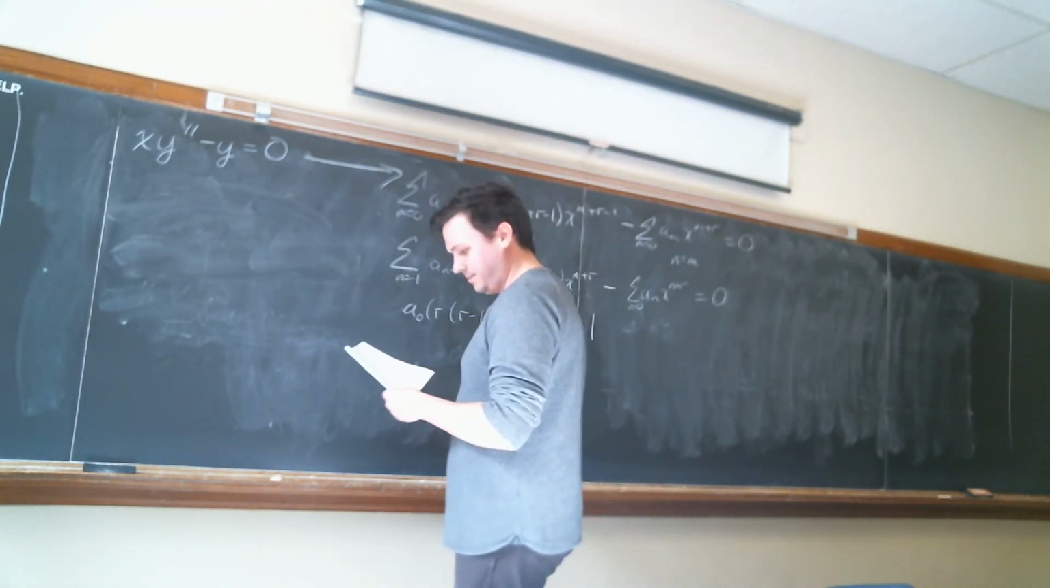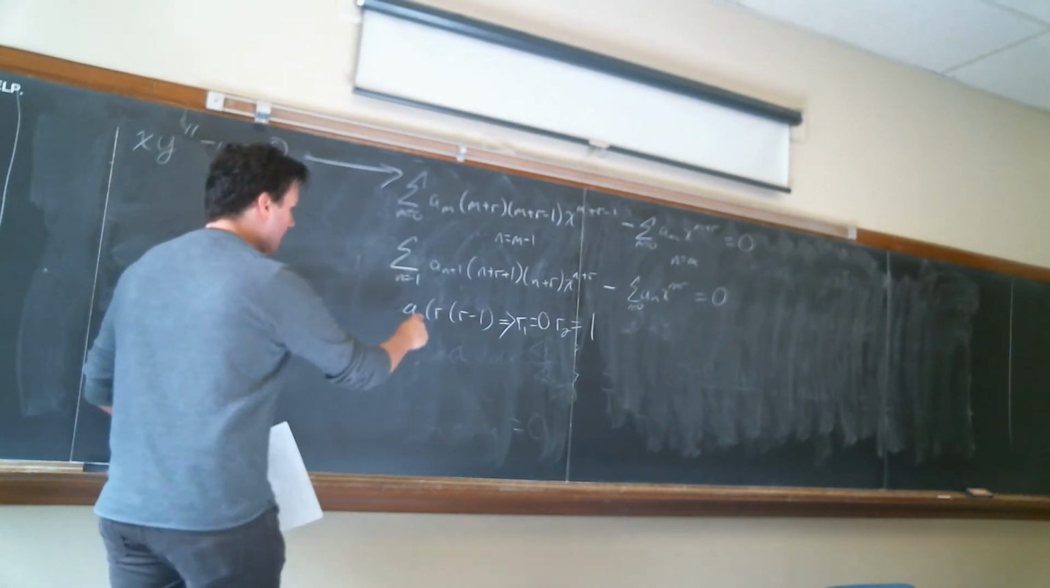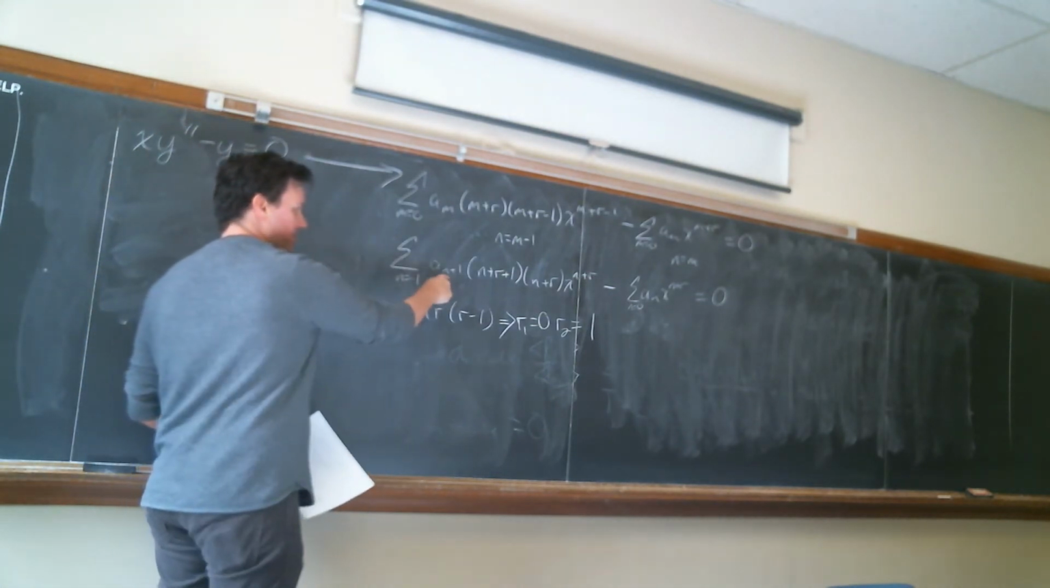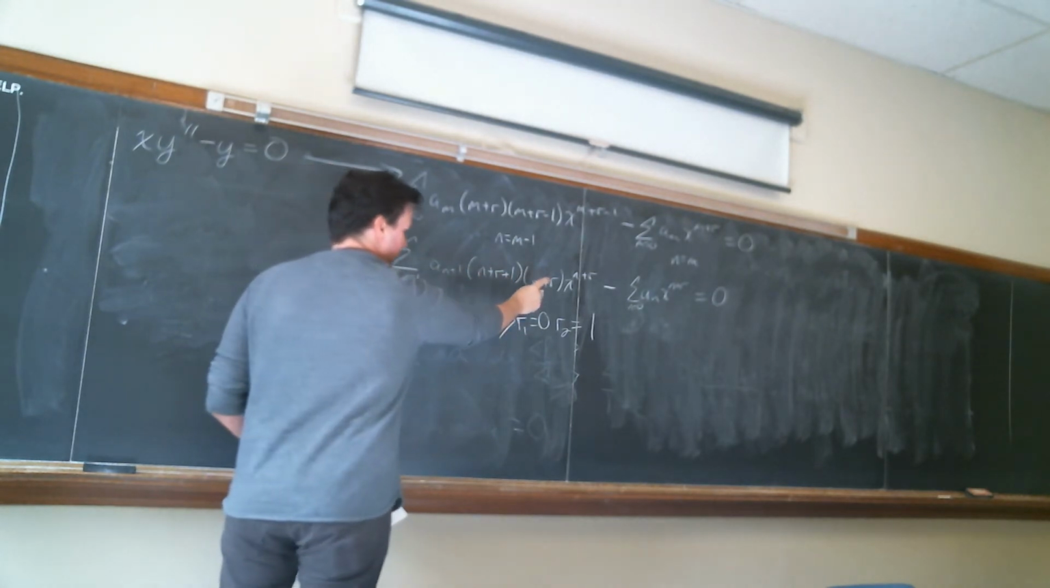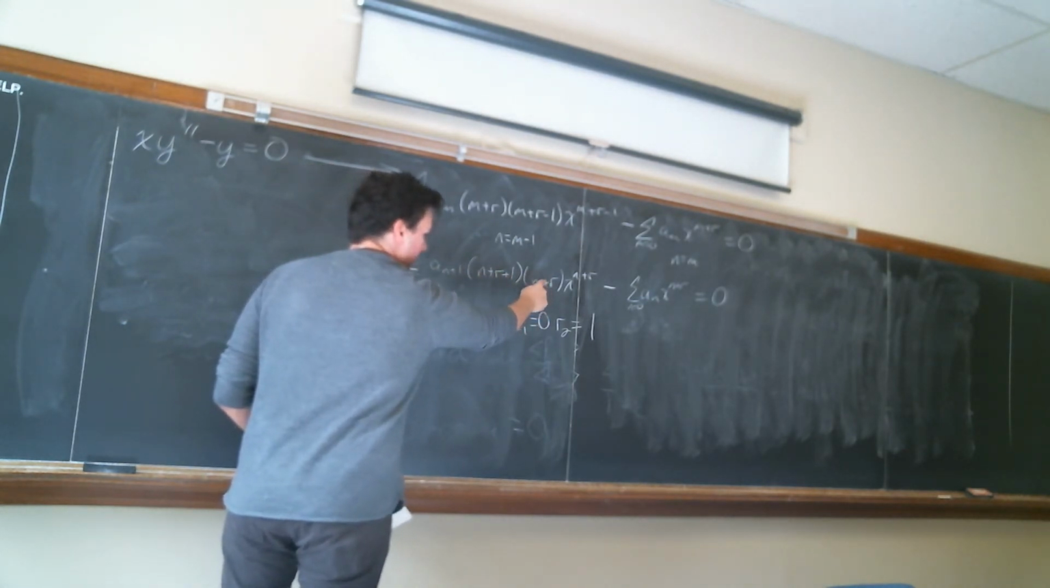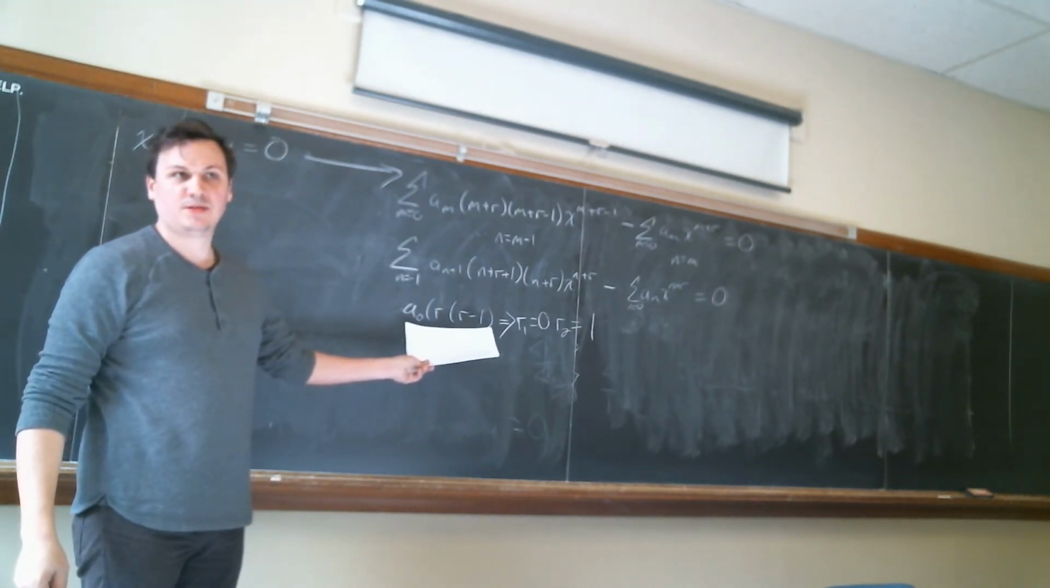Can you explain what you did there again? I just put minus 1 in here. So I get a0, r minus 1 plus 1 is 0, or r minus 1. So I'm just doing the first summation.